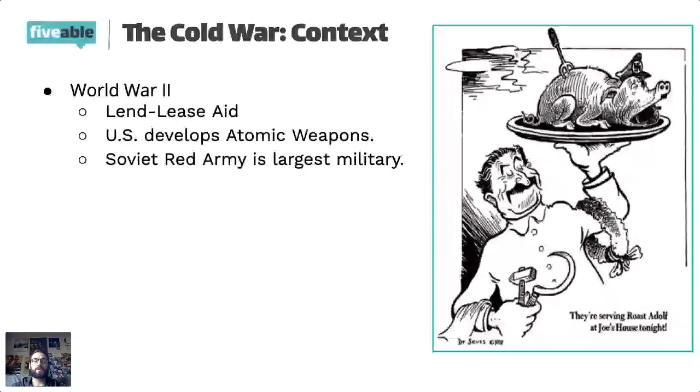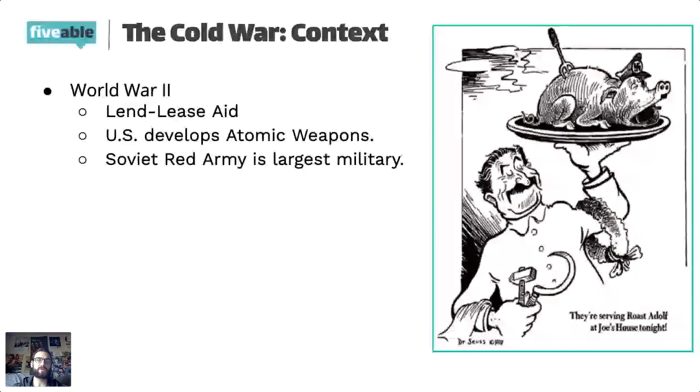But by the end of the war, things had changed a little bit, right? The USA had developed atomic weapons, which they used on Japan to end the war, the most powerful bombs the world had ever seen. And by that time, in order to defeat the Nazis, the Soviet Union's military had grown to be the largest military in the world. And so we had sort of a new situation on our hands.